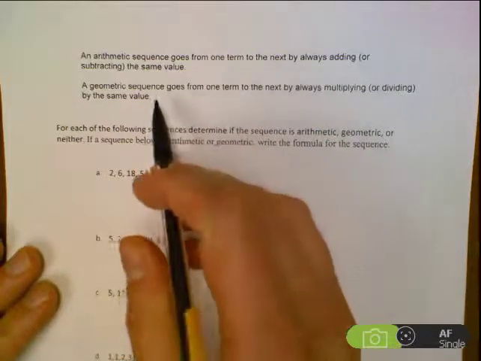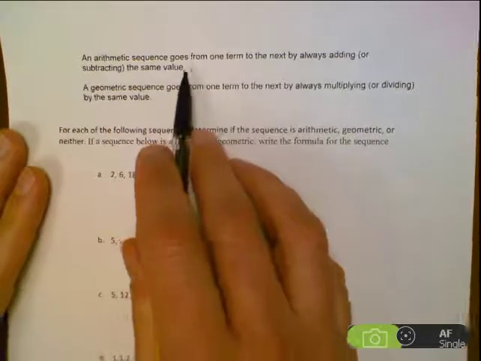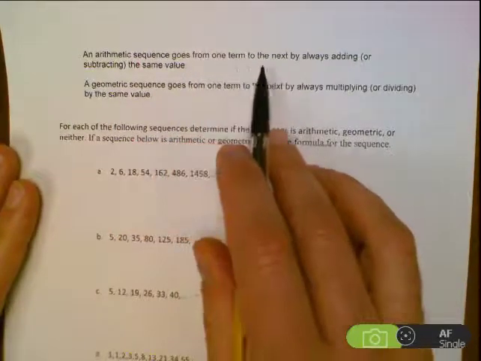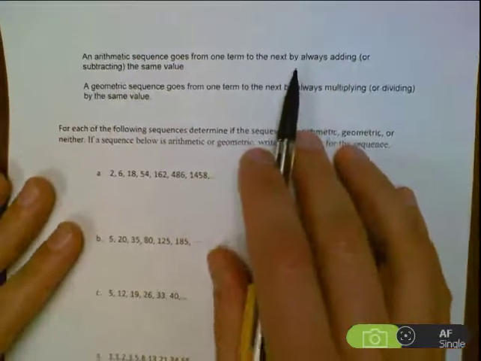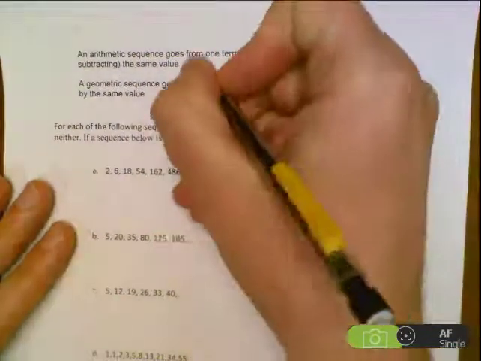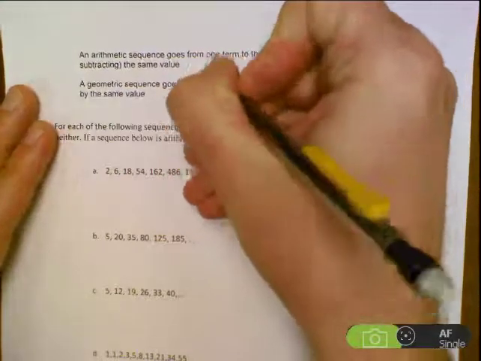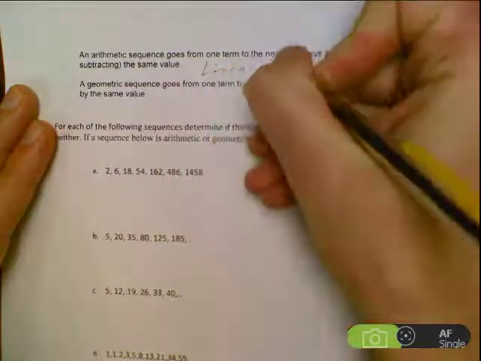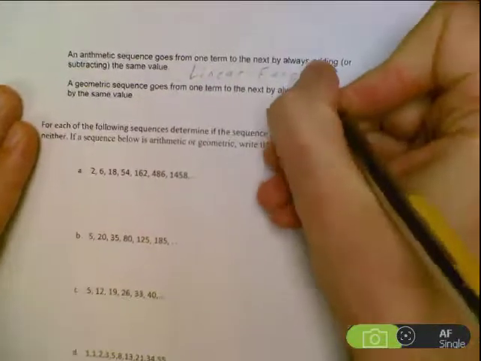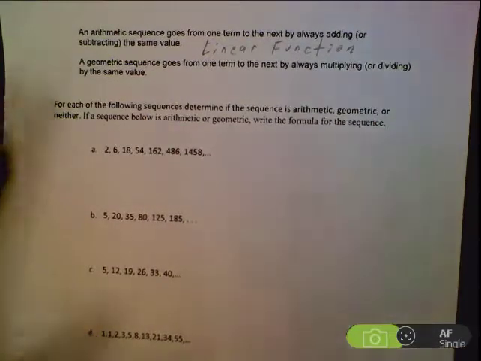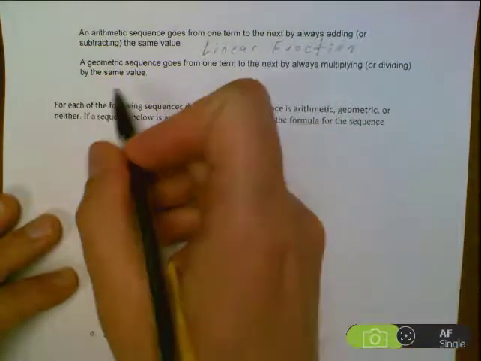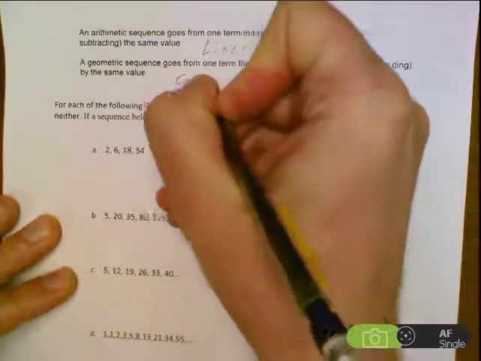Okay, so an arithmetic sequence is when you go from one term to the next by always adding the same value, or you could subtract, but we're just going to look at adding. This also forms a linear function. A geometric sequence goes from one term to the next by always multiplying, or dividing, or multiplying by a fraction, which would be the same as dividing, by the same value. And this forms an exponential function.